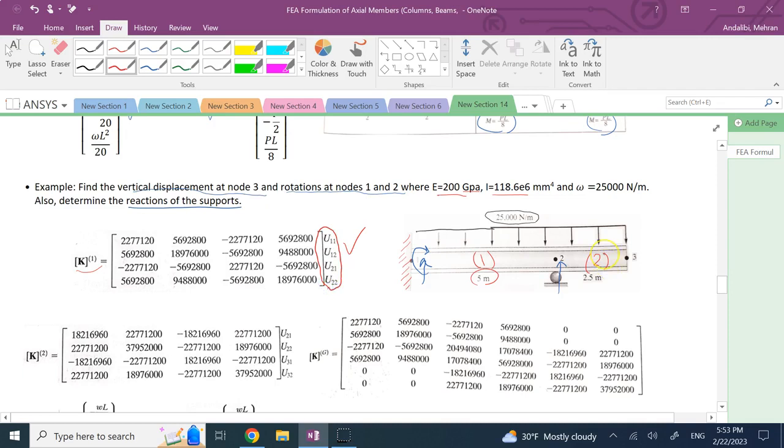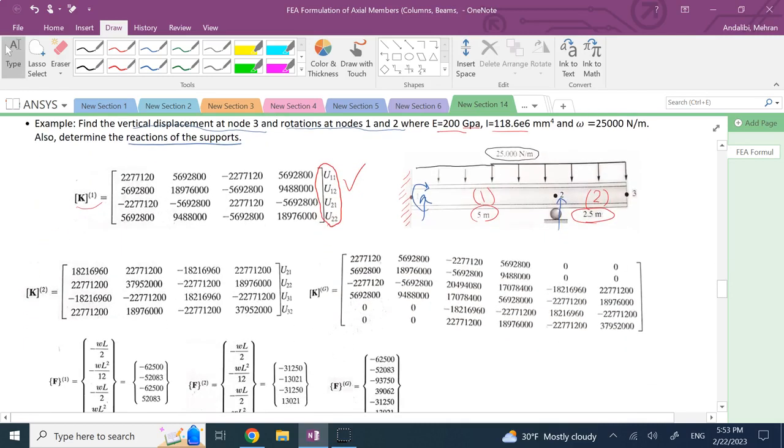What about element 2? Again, everything is the same. We have E, we have I. The only different thing is this guy, 2.5 L. So if you calculate it, this is going to be K of 2. And again, the displacements are for nodes 2 and 3.